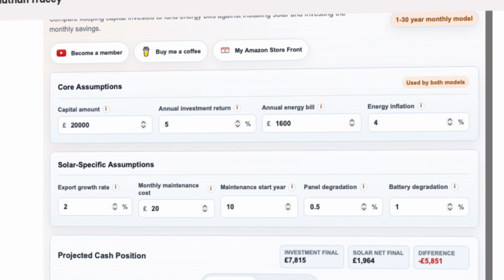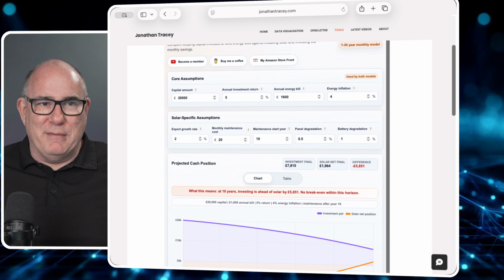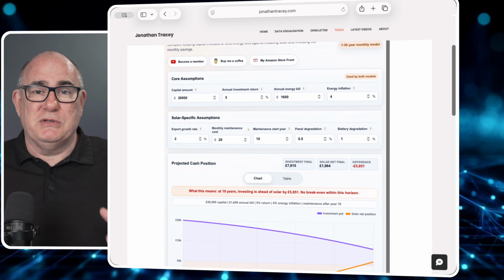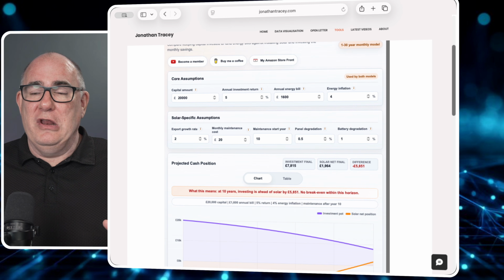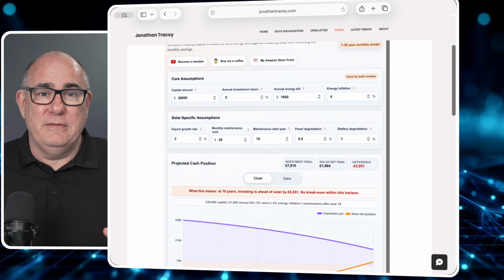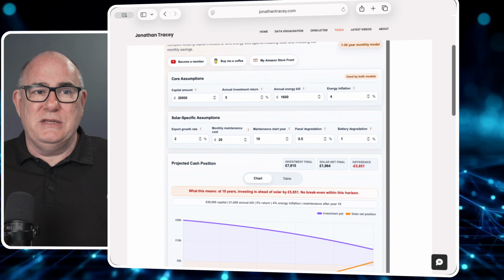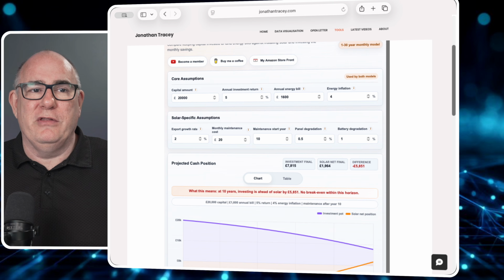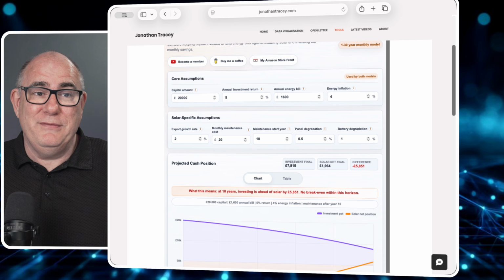We've got our annual investment return. Now, this is probably the bit where we'll get the most arguments. So yes, there are investments, certainly some stocks and shares ISAs, that are returning 10% a year, but they're not returning 10% a year over an average of about 25 years. So what I'm asking you to do here is to pick a reasonable number, but you can put whatever number you want in.